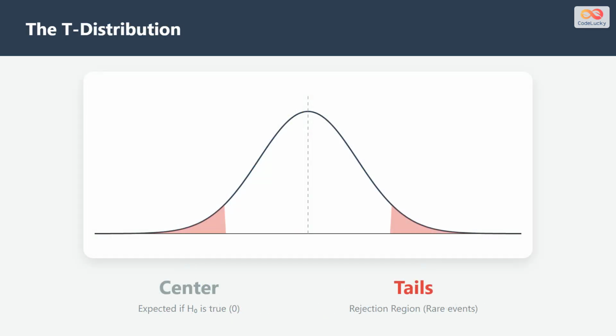We compare our calculated t-value to the t-distribution. This curve shows us what we would expect if the null hypothesis were true. The center represents a slope of 0. The shaded tails represent extreme values that are very unlikely to happen by chance. If our t-value falls into these tails, it suggests the null hypothesis is wrong.